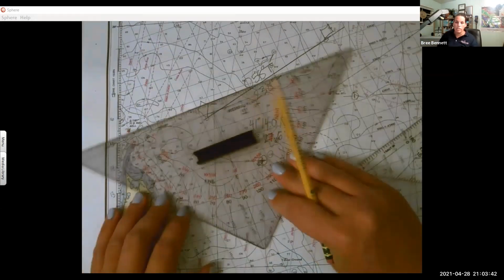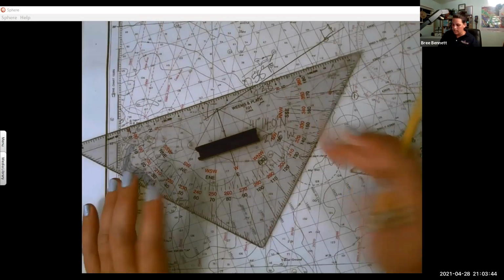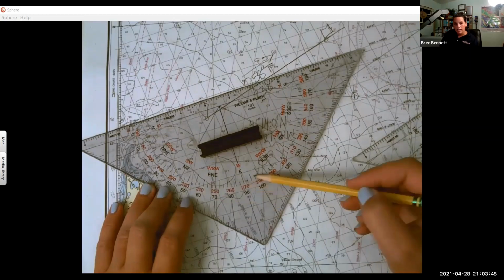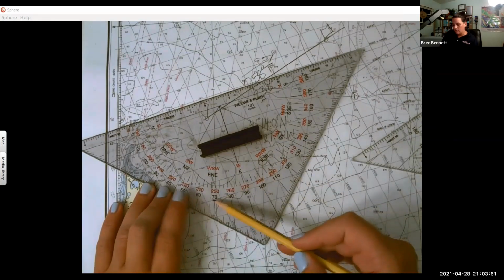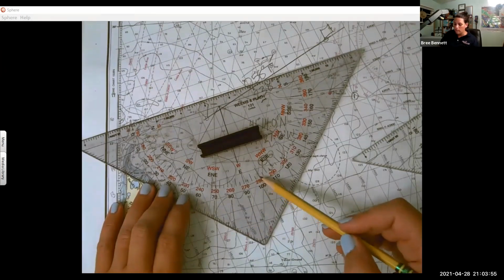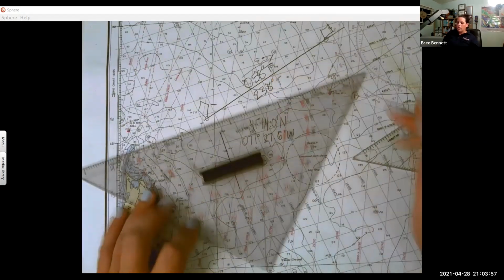Some of your triangles, this one is tinted, so I tend not to use it, but the reciprocal courses will be in red and then you have your other ones in black. So that's what the two numbers mean. One's a reciprocal course of the other.